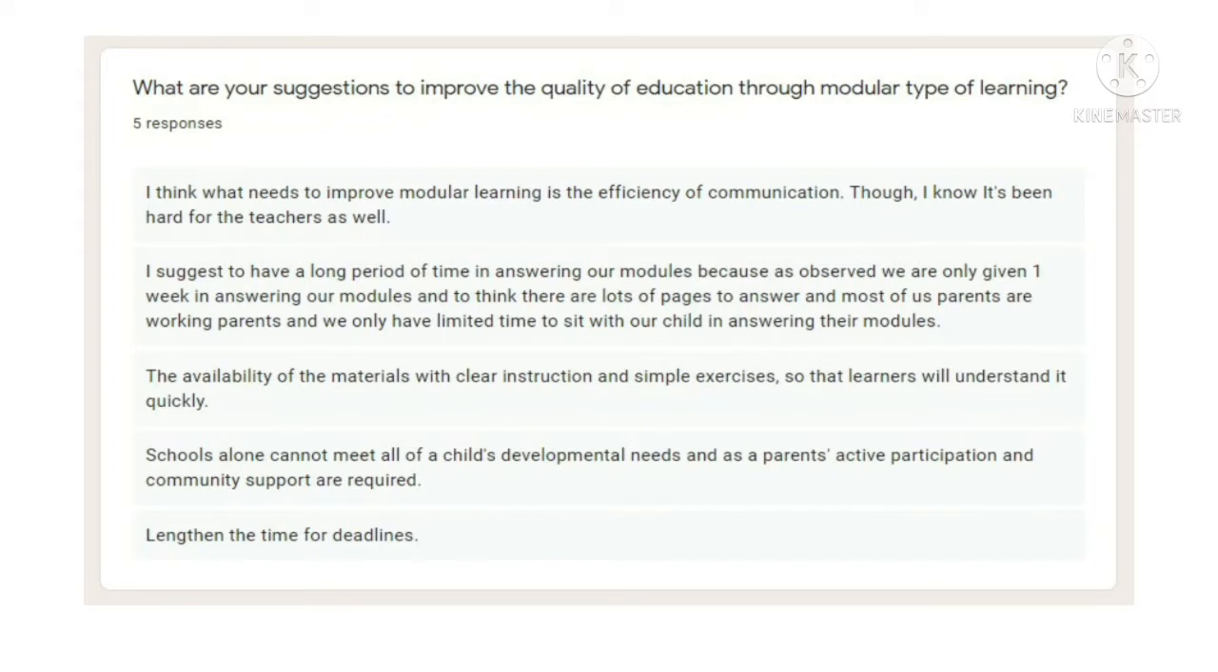The next question is about the suggestions to improve the quality of education through modular type of learning. So the parents were asked about their suggestions. The first suggestion that they gave to improve the modular learning is the efficacy of communication. And then the next one, a longer period of time in answering the modules. The third is the availability of the materials with clear instruction and simple exercises. And then the fourth one is that the parents' active participation and community support must be strengthened, and then a lengthened time for the deadline. So these are just the suggestions of parents to improve the quality of education through modular type of learning.